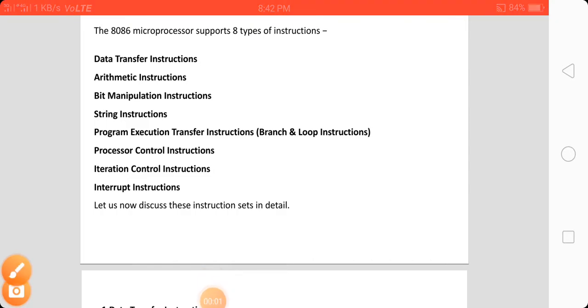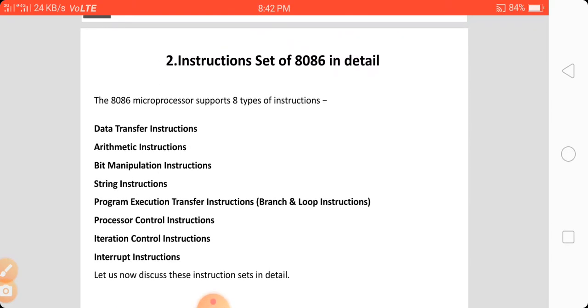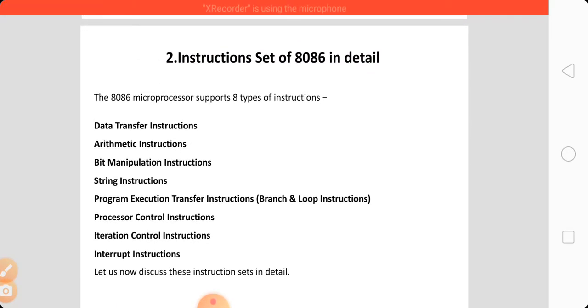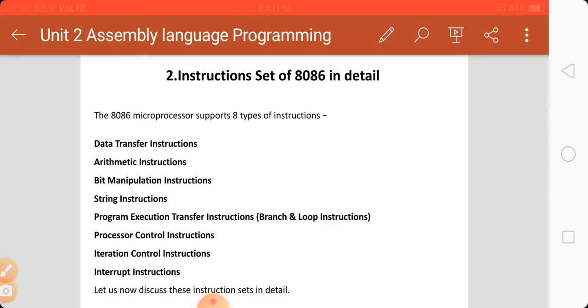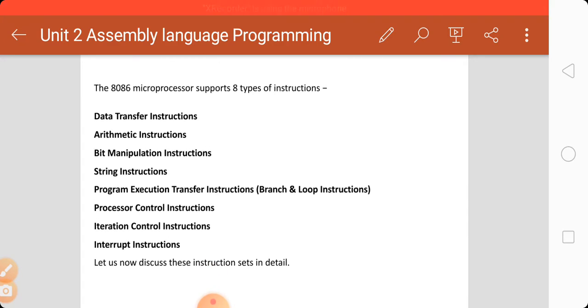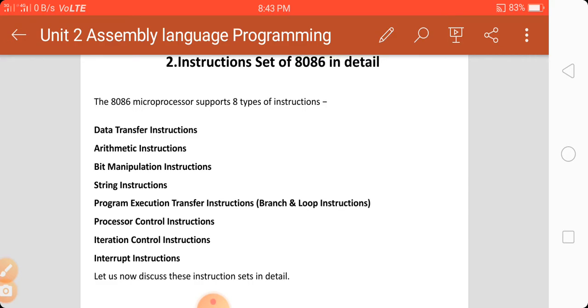Hello everyone. In today's session, we have to study the second unit, that is the instruction set assembly language programming, in which we are starting the second topic, that is the instruction set of 8086 in detail. So in an 8086 processor, it supports 8 types of instruction. Which are they? The instructions are given as below.